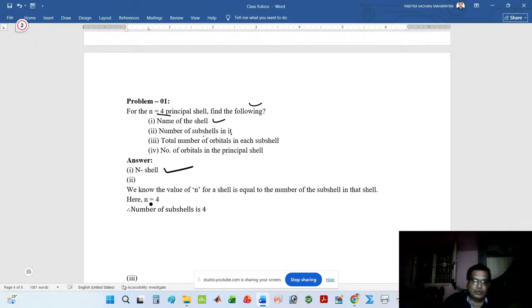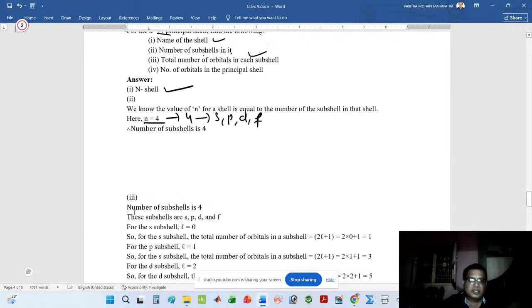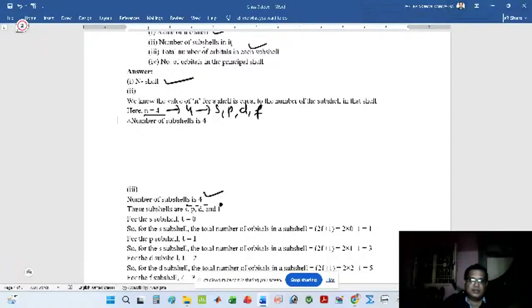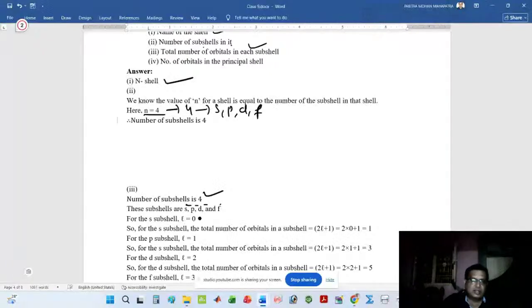Since here n is equal to 4, again we know that the number of subcells present in a cell is equal to the principal quantum number of the cell. So here the number of subcells is 4: S, P, D, F. Next question is the total number of orbitals in each subcell. Again, the number of subcells is how much? 4: S, P, D, F. S has one orbital, that is L is equal to 0.